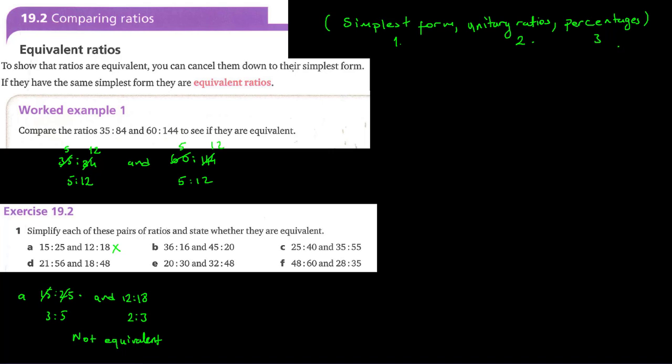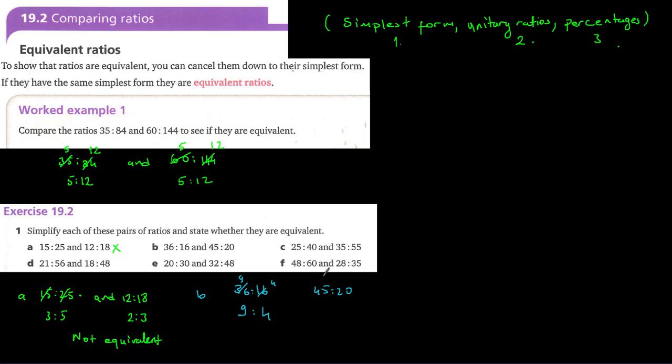And the third one, let's solve on this page. Let's solve B and check 36 to 16 and 45 to 20. 36 and 16 are both divisible by 4. If you divide by 4, 36 becomes 9, and 16 divided by 4 is 4. So this is 9 to 4.